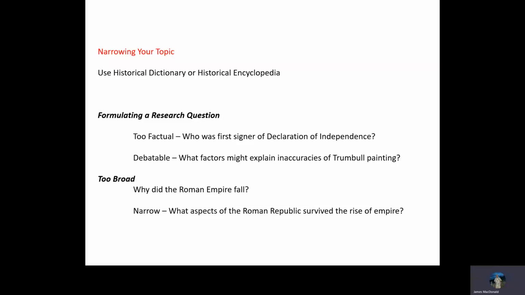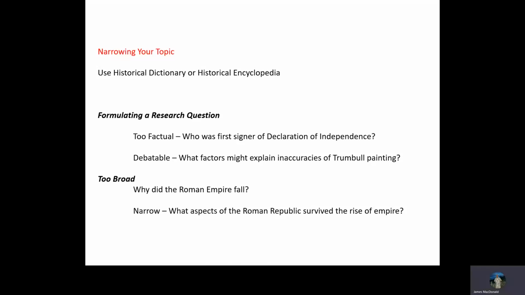And then as you begin to think about a thesis, you want to avoid anything that is too broad. And this is, again, directly from the book. Why did the Roman Empire fall? Well, if you're going to cover that in 12 to 15 pages, good luck. That, as a proposed topic, will get kicked back to you by me, and I'll say, nope, way too broad and way too ambitious for 12 to 15 pages.